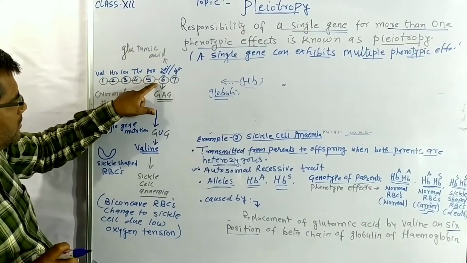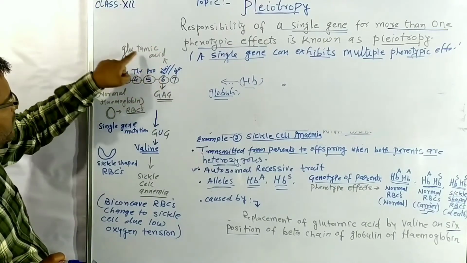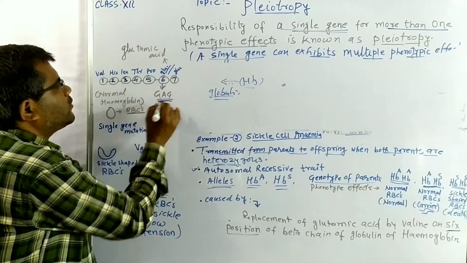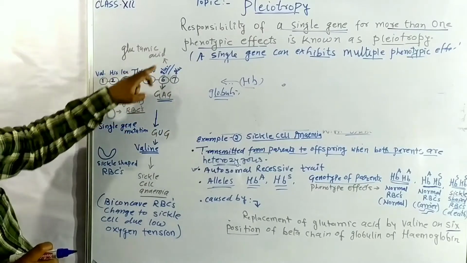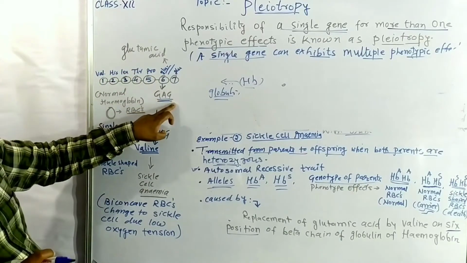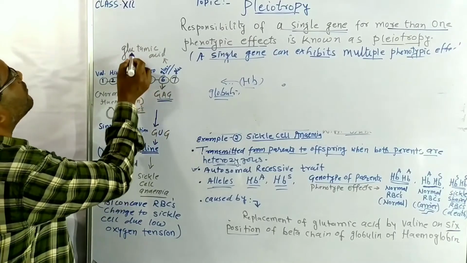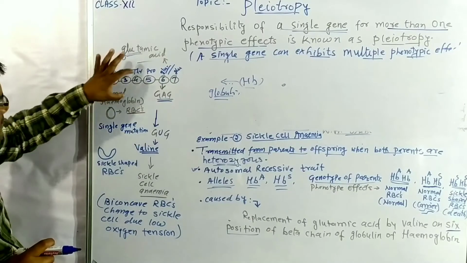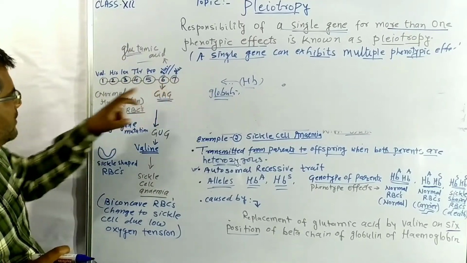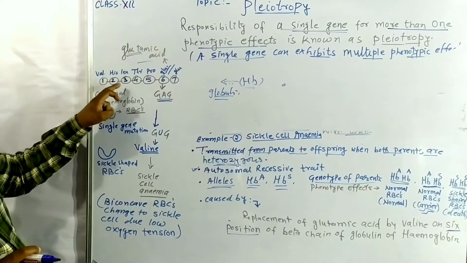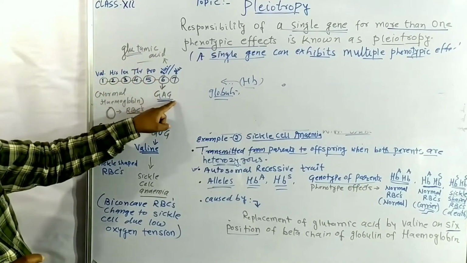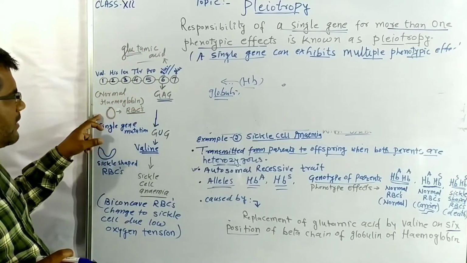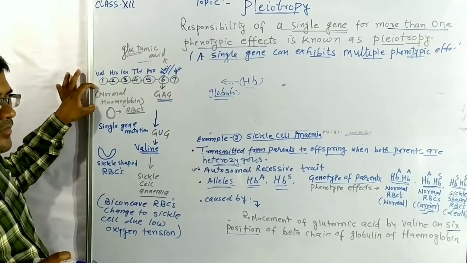At the sixth position, the amino acid is glutamic acid. Why? Because on this sixth position, there is one genetic code. Later we will discuss the genetic code. So in the sixth position, GAG is the genetic code, and this GAG codes for glutamic acid. In such cases, the RBCs are normal. If GAG is there on the 6th position, it synthesizes glutamic acid and RBCs are normal. So the person is having normal hemoglobin.